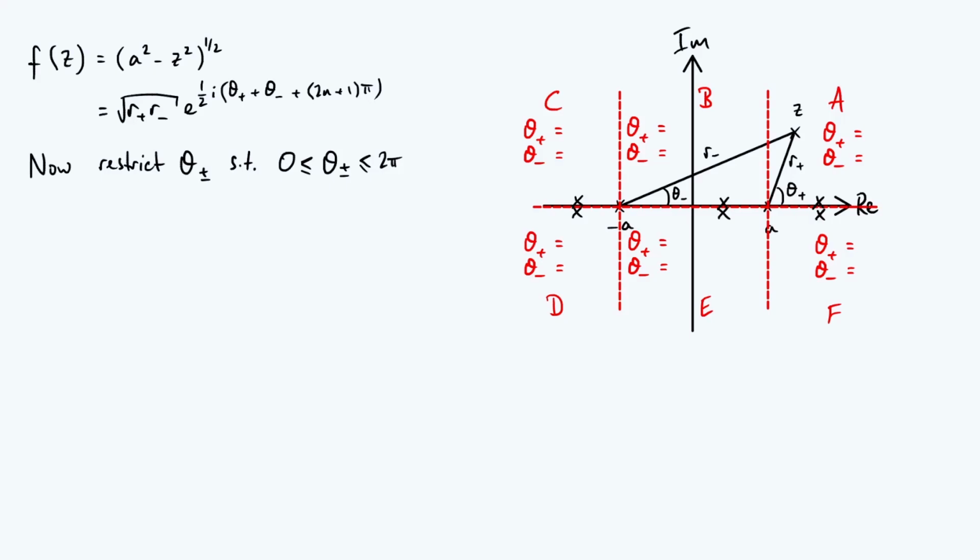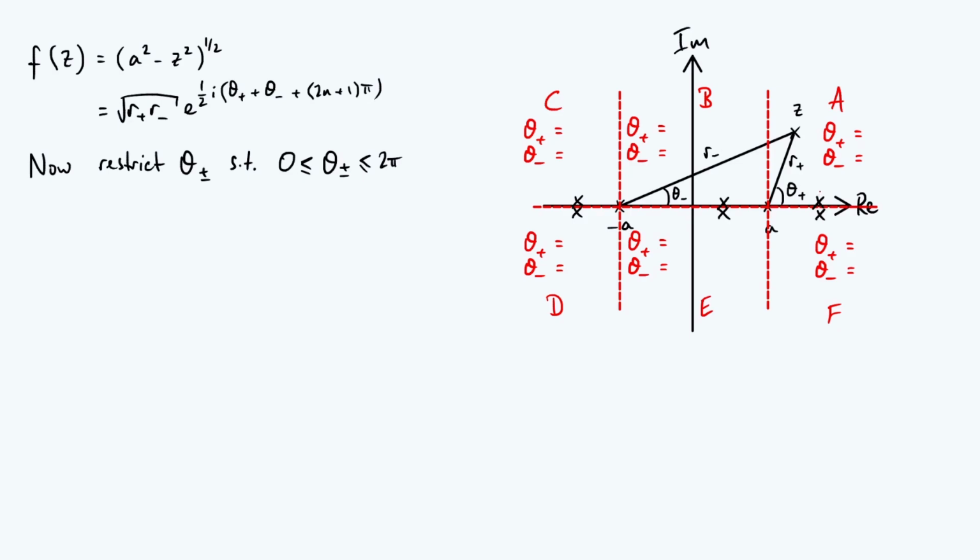So if we're interested in f of z in each of the 6 regions, we need to go around and think about the value of theta plus and theta minus in each of the 6 regions. So I've just put some gaps into my diagram that we're going to fill in for the values of those angles. So let's start with region A, theta plus.